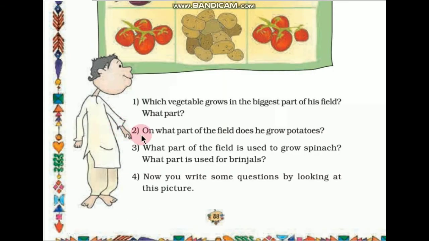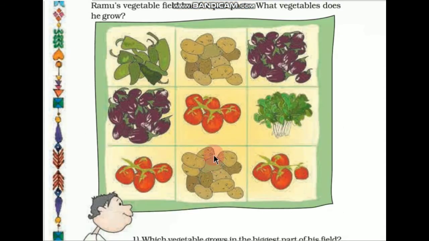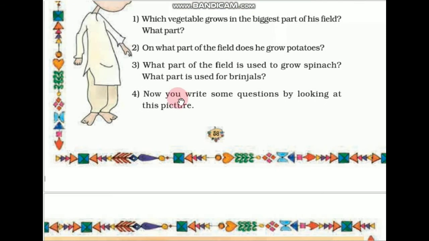Question number 2. On what part of the field does he grow potatoes? So again see the picture. In 2 parts he grows potatoes. So we can write he grows potatoes on 2/9 part of the field. 2 parts and total parts are 9. So we can write 2/9 part. He grows potatoes on 2/9 part of the field.